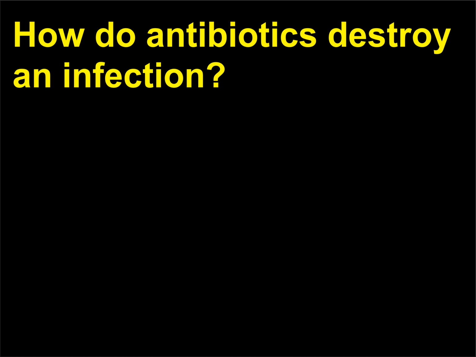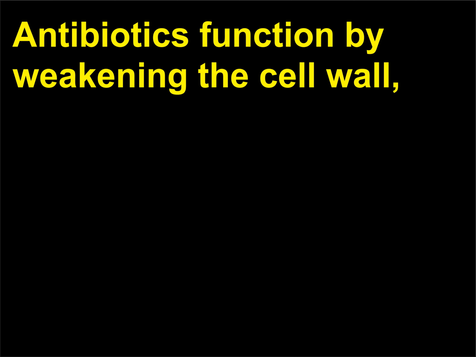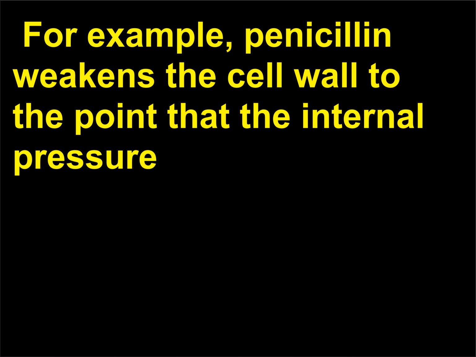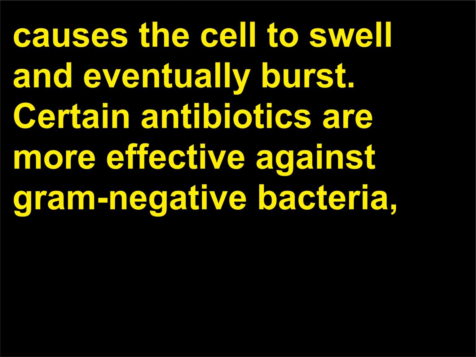How do antibiotics destroy an infection? Antibiotics function by weakening the cell wall, or interfering with the protein synthesis or RNA synthesis of the bacterial cell. For example, penicillin weakens the cell wall to the point that the internal pressure causes the cell to swell and eventually burst.